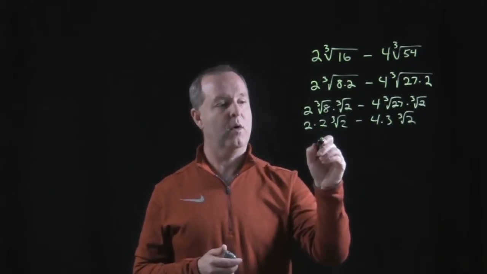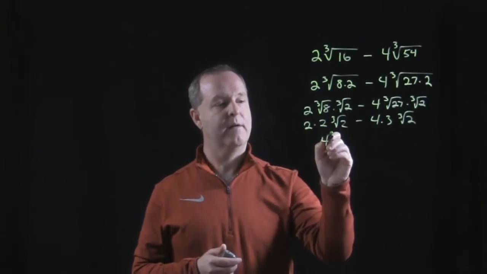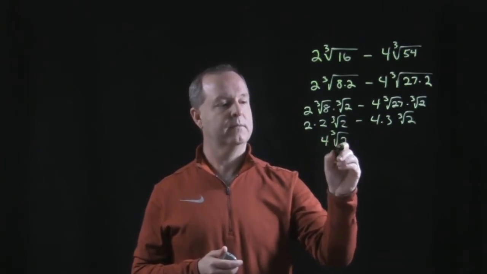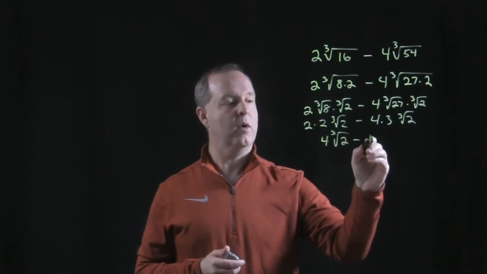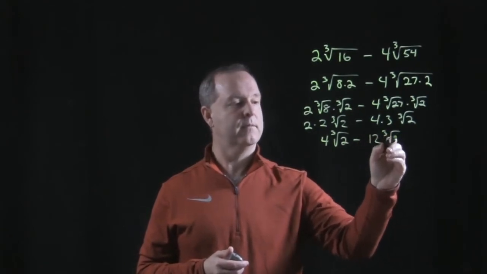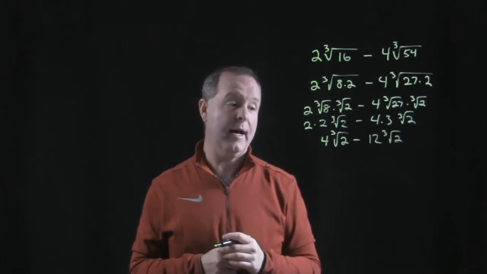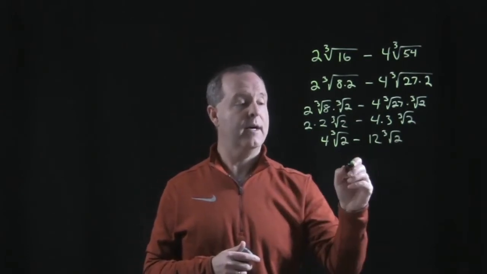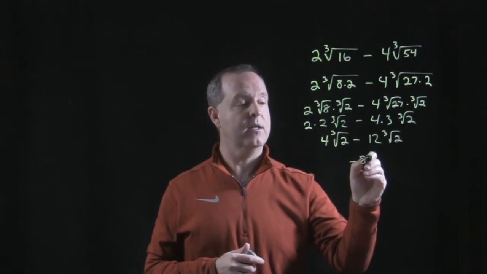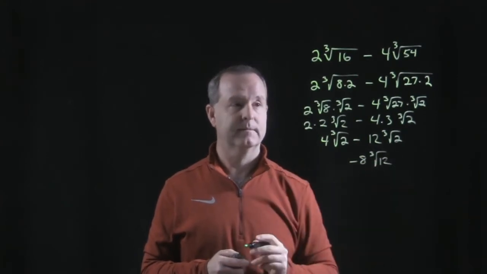2 times 2 is 4. So I'm left with on the left side 4 cube roots of 2 minus 12 cube roots of 2. Now I can ask myself, how many cube roots of 2 do I have? 4 take away 12, I have a negative 8 cube roots of 2.